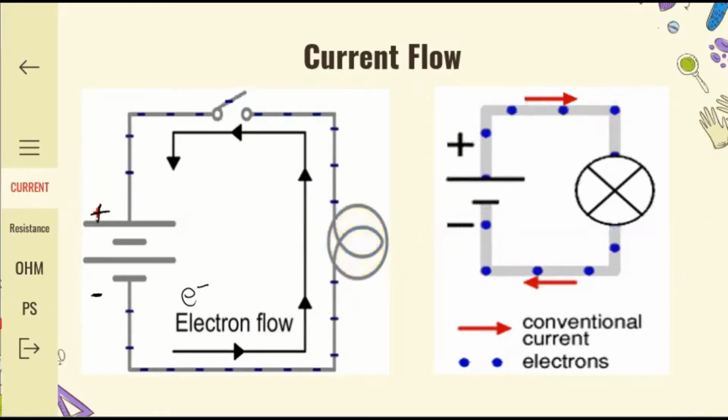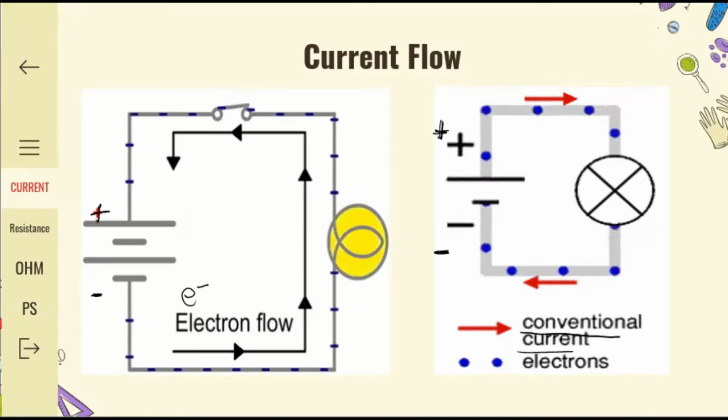On the other hand, we have conventional current flow. Conventional current flow is the opposite of electron flow. It considers how positive charges flow in a given circuit. So it starts from the positive side of our supply towards the negative side of our source or our battery. So in circuit analysis, we would be using conventional current analysis on how current flows on a given circuit.